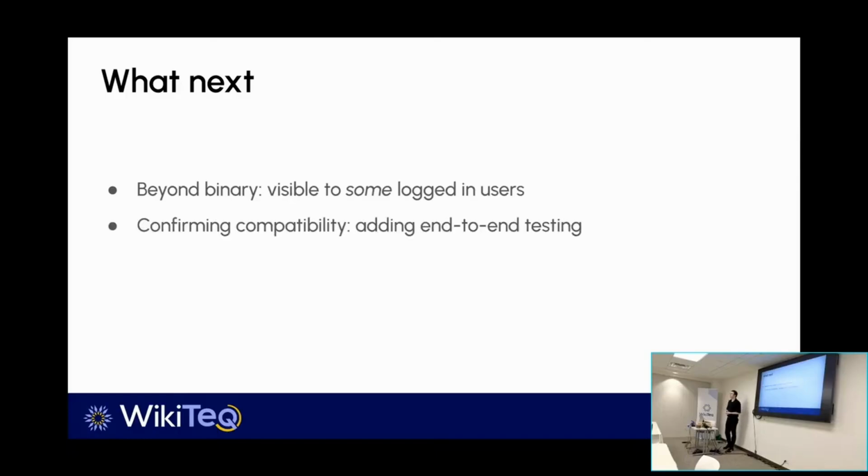Confirming compatibility with newer versions of MediaWiki. Currently, the testing is done manually. Upload two files, one with that magic word and one without, and look at them logged in and logged out, and confirm that when you're logged in, you can see them both. When you're logged out, you can see the public one, and you cannot see the private one.